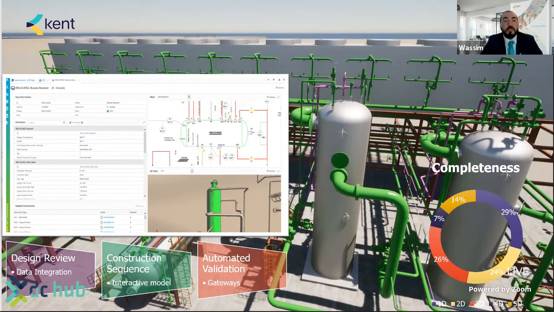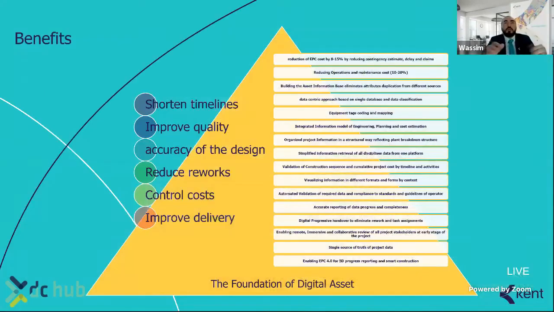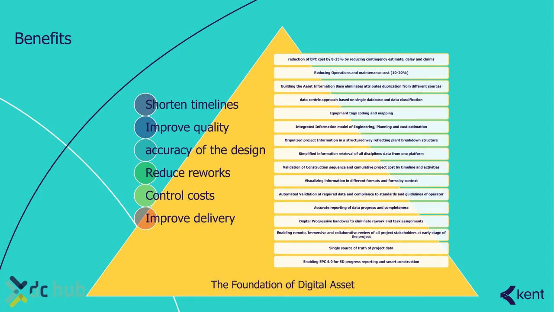By looking at this approach, we have achieved big benefits for our clients. Starting the digital twin implementation at FEED will definitely shorten the project timeline, improve quality and accuracy of the design, reduce cost, control cost, and improve delivery. And there are also many benefits that are not quantified, but recognized by all stakeholders, as we said, everything related to the awareness about the scope, cost, and quality.